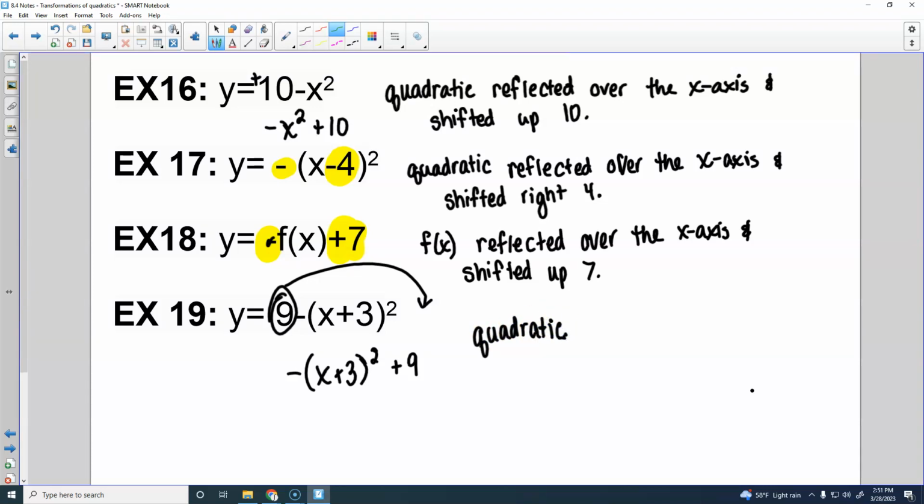Okay, Lexi, what all has happened to this one? Left 3 and up 9.